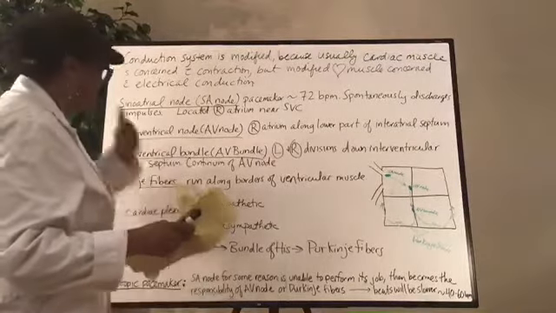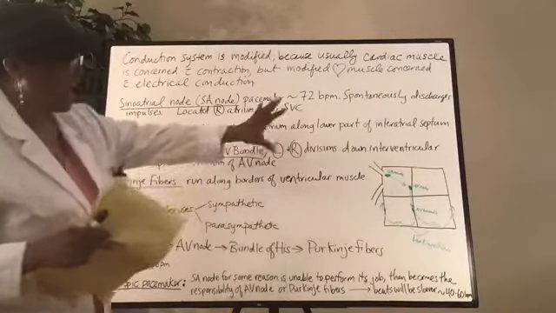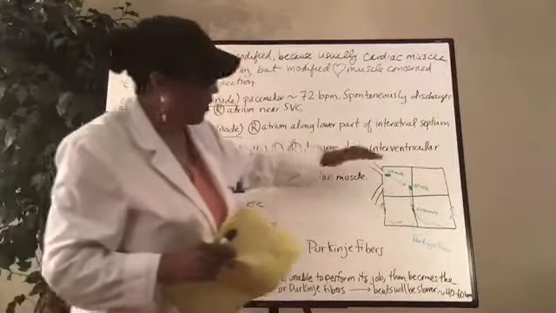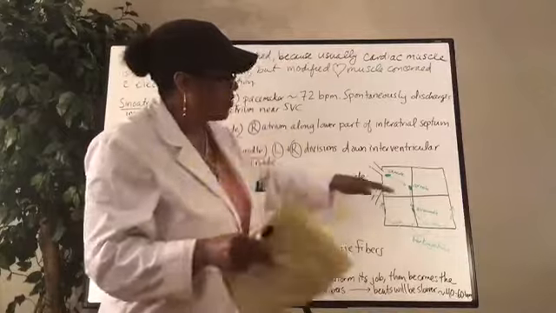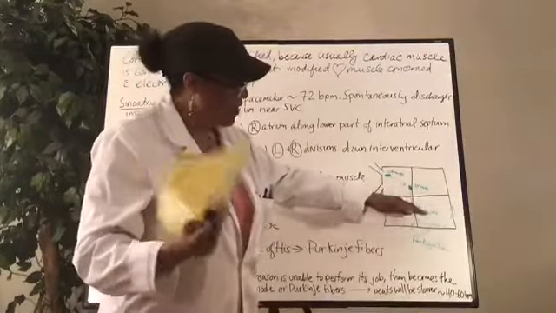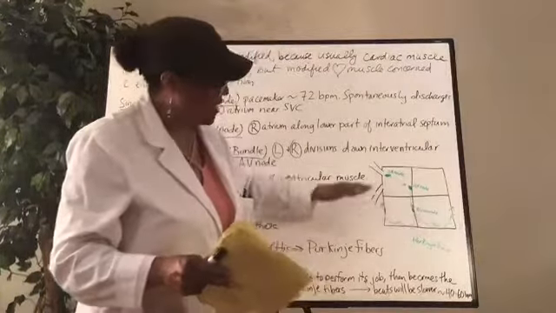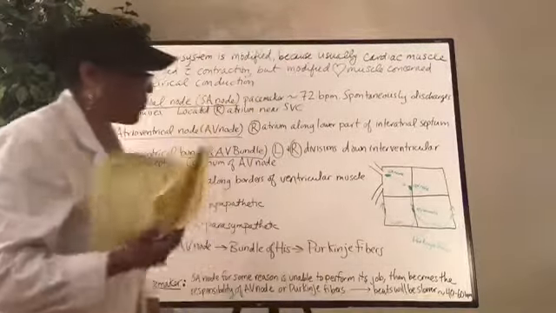But here we are, and we can see how the electrical signal goes from this pacemaker to the AV node, to the AV bundle, also known as the bundle of His, and then it propagates out along the Purkinje fibers.